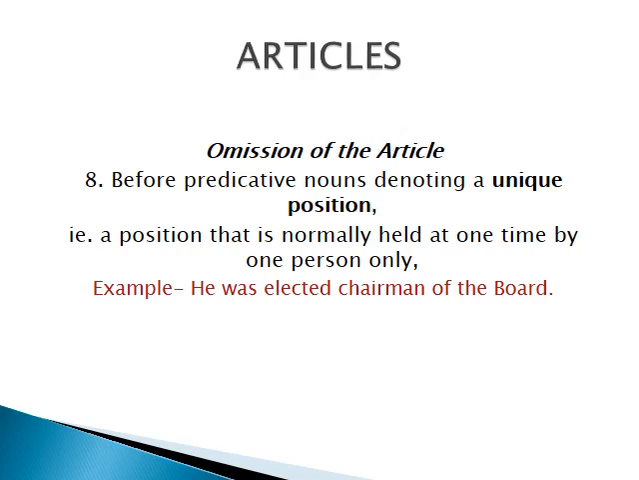The article is omitted before predicative nouns denoting a unique position, a position that is normally held at one time by one person only. For example, he was elected chairman of the board. Was elected here is the verb, whereas chairman is predicative noun.